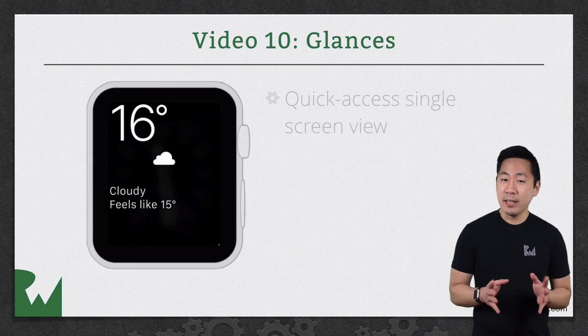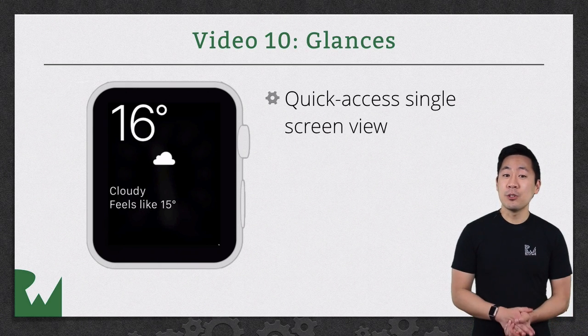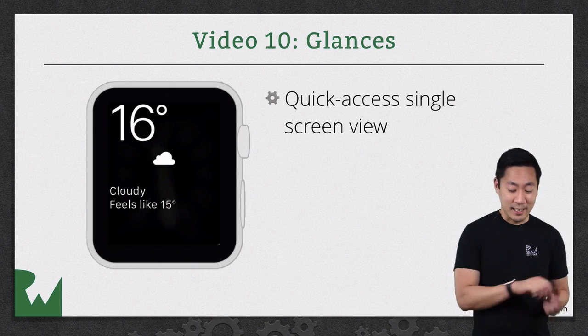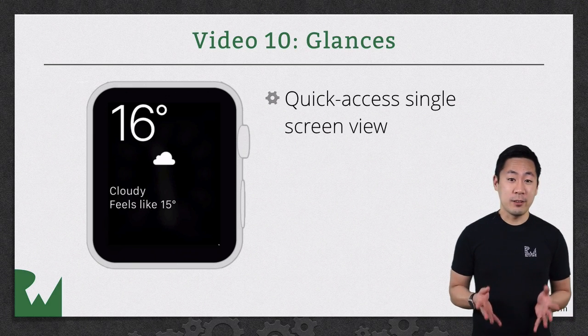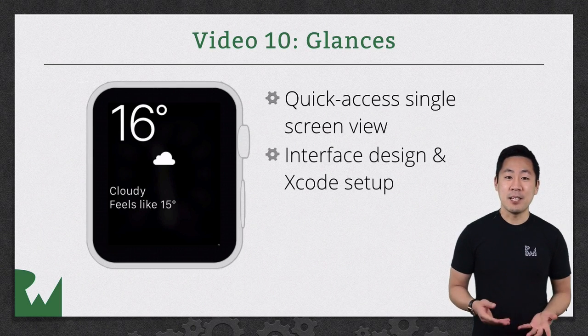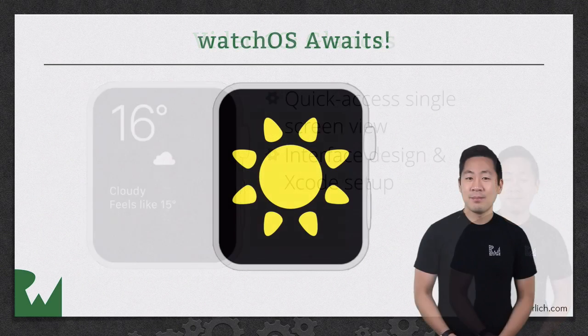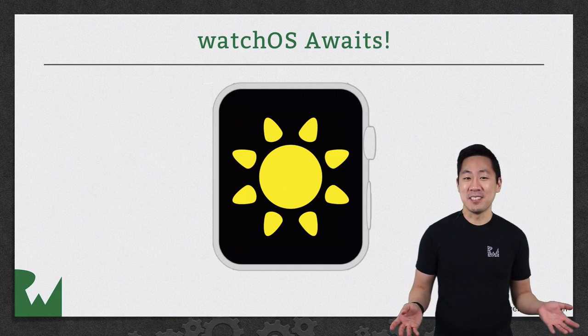A glance is a quick single-screen view that should show the most important information that your app can provide. Something suitable for your users to see with just a glance, as the name suggests. Glances are similar to regular interfaces on the watch, but you'll learn how they differ and how to get them set up in Xcode.